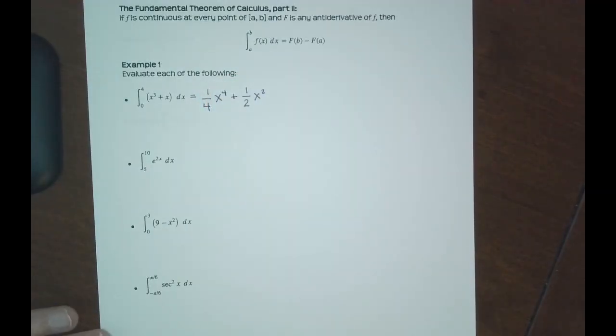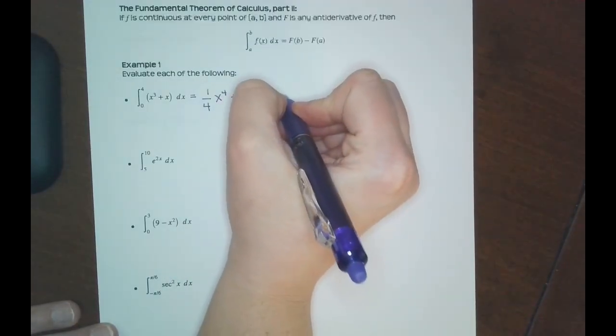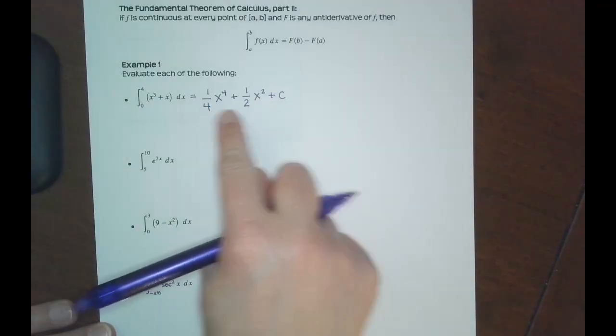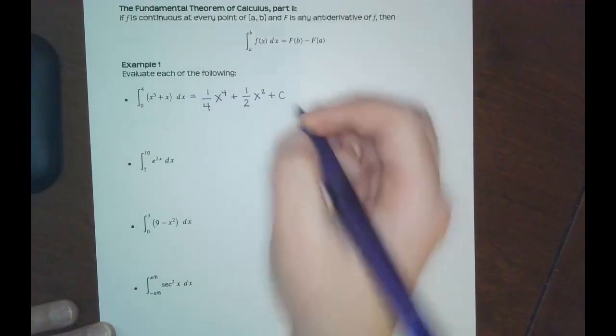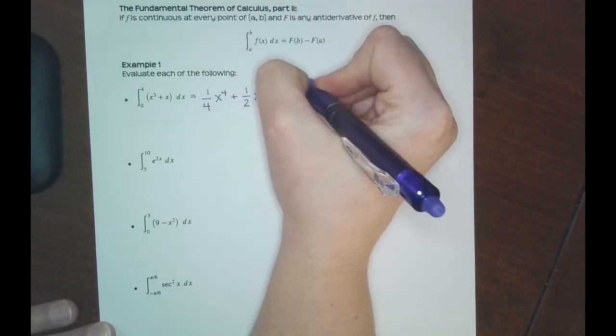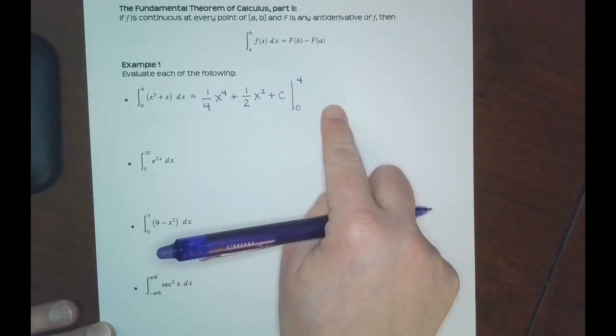Now, we've made a really big deal about the plus c, so I'm going to put the plus c down here for a minute, and then I want to show you something that happens with the plus c when we do this next step. Now what we want to say is we're going to take this antiderivative that we just found and we're going to evaluate it between 0 and 4. So this is the proper notation for this.